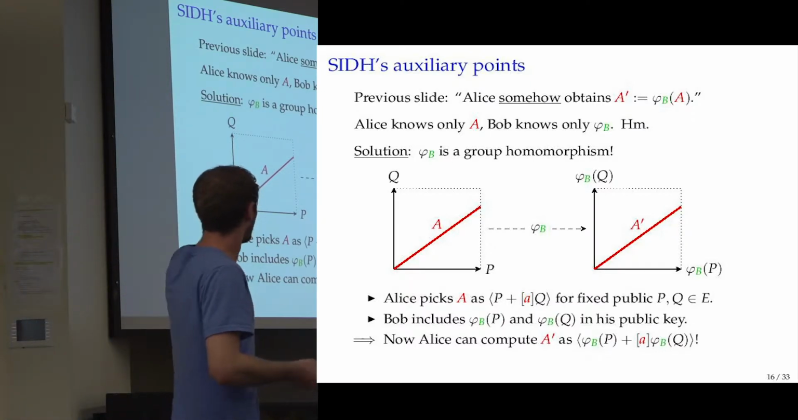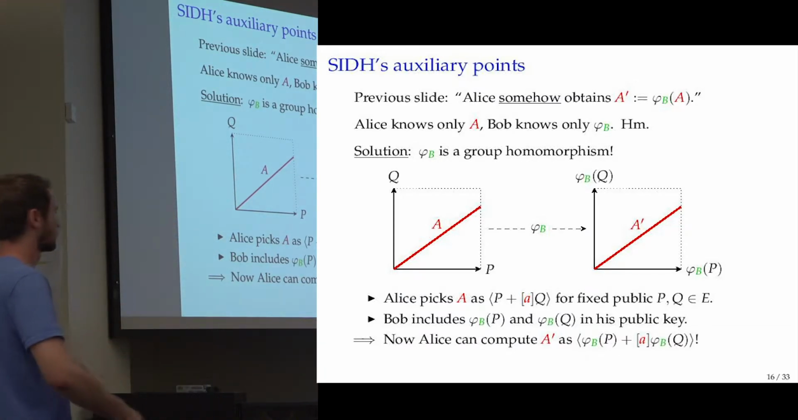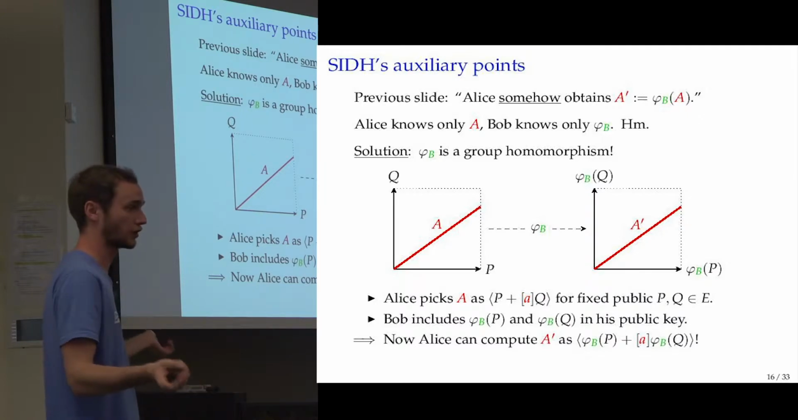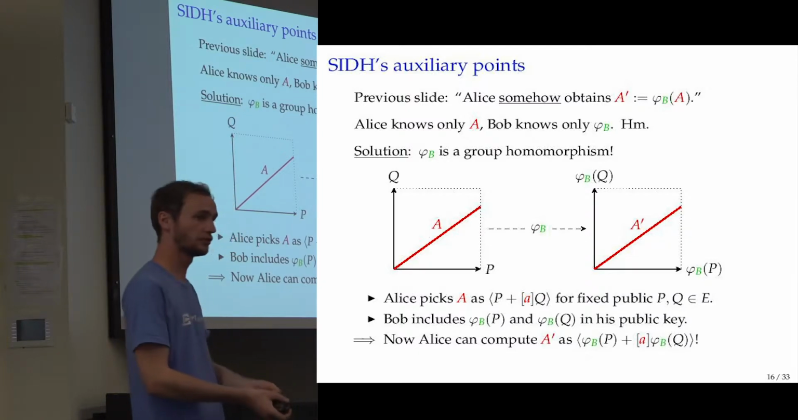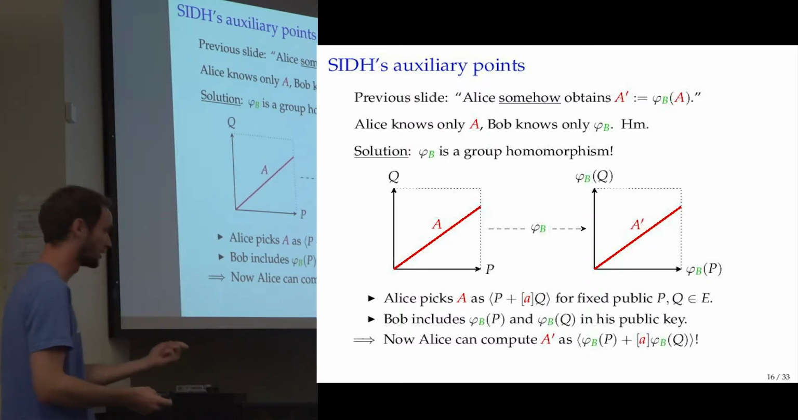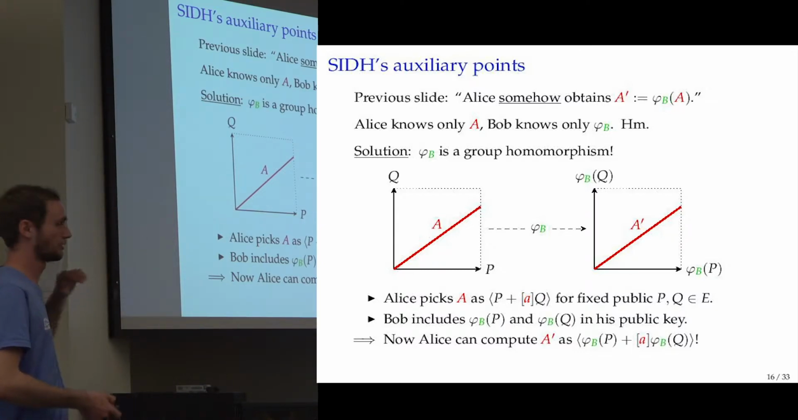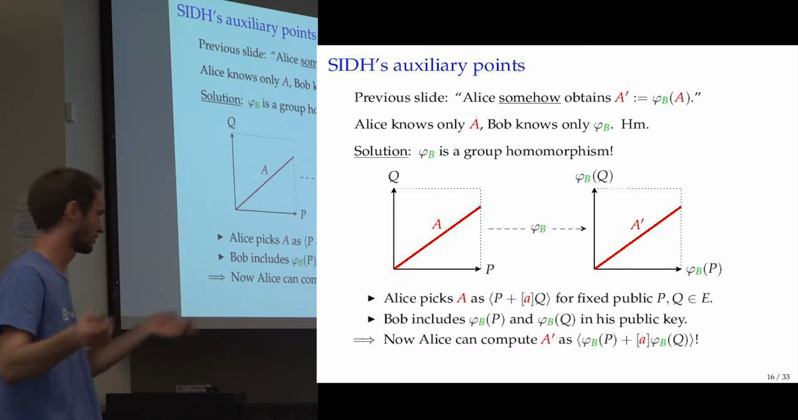So they just both agree on a fixed public basis of some subgroup, P and Q. And then Alice picks her subgroup as a special linear combination of these basis points, and Bob just publishes the image of those basis points under his secret. So he doesn't have to know what Alice's group is. And because phi B here is a group homomorphism, Alice can compute the image under Bob's secret by just taking the same linear combination of the images of the basis points. So this is really the core contribution of SIDH in some sense: the observation that publishing these extra points makes it possible to still get this commutative diagram without multi-party computation.